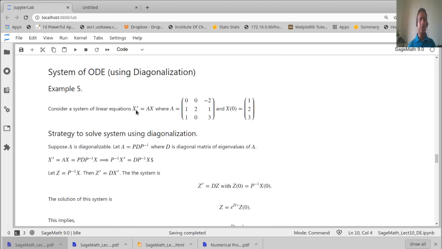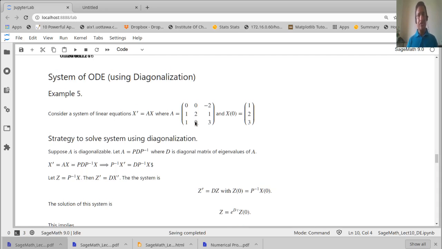So let us go to the next example. You want to solve a system of ordinary differential equations x dash is equal to A times x, where A is, let us say, 0, 0, minus 2, 1, 2, 1, 1, 0, 3, and the initial condition is 1, 2, 3 at t equal to 0. Here x is the column vector x1, x2, x3, so you have 3 equations in 3 variables. The first equation is x1 dash t is equal to minus 2 x3 t, x2 dash t is equal to x1 t plus 2 x2 t plus x3 t, and so on.